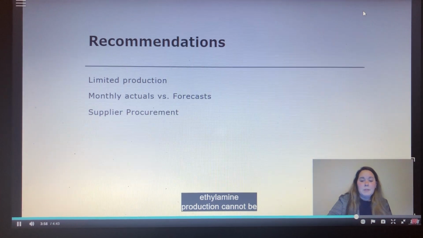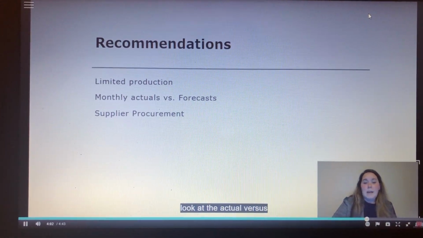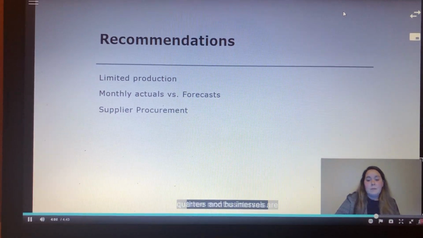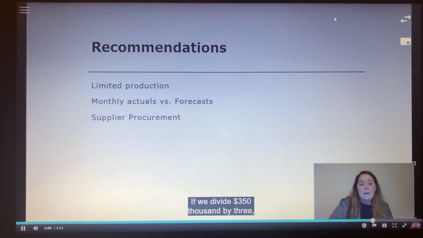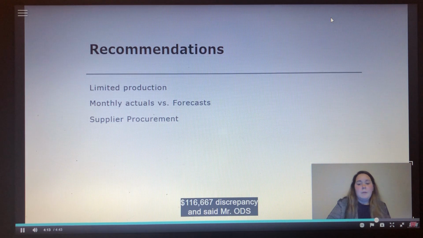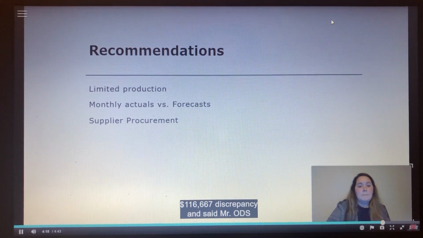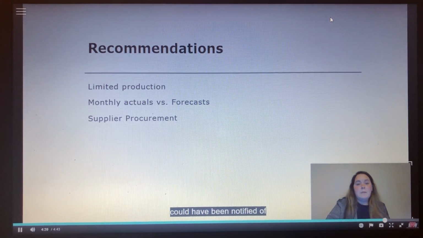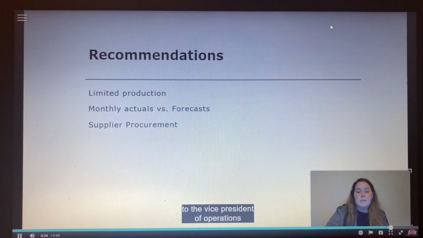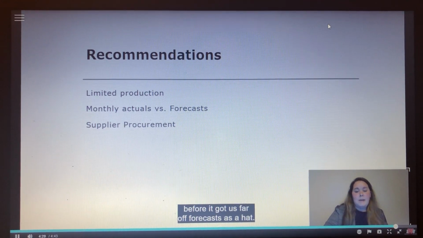If a limited production cannot be performed due to the customer demand, the finance team should look at the actuals versus the monthly forecast. Given quarters in businesses are 3 month intervals, if we divide $350,000 by 3, we could have possibly seen a $116,667 discrepancy instead. Mr. Onius could have been notified of this 1 month discrepancy and could have brought a smaller discrepancy to the Vice President of Operations before it got as far off forecast as it had.